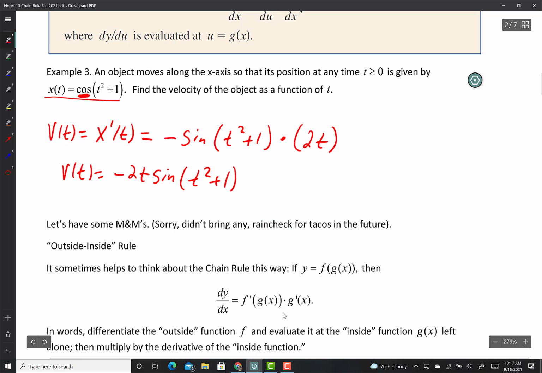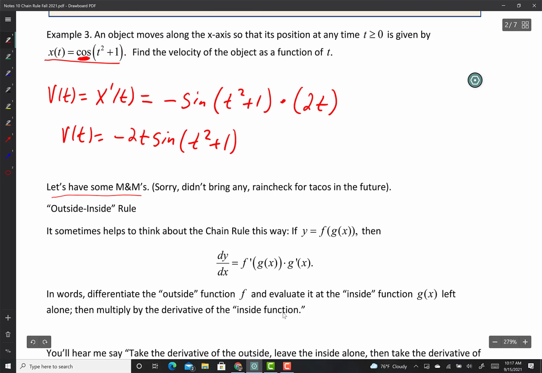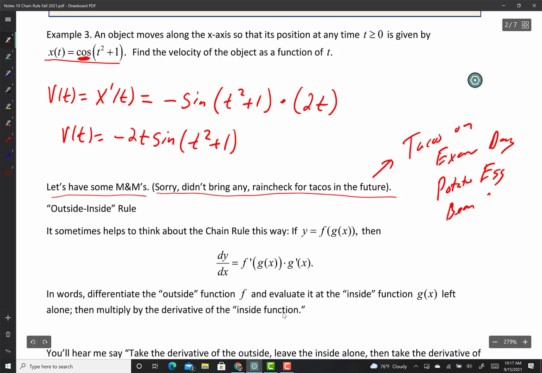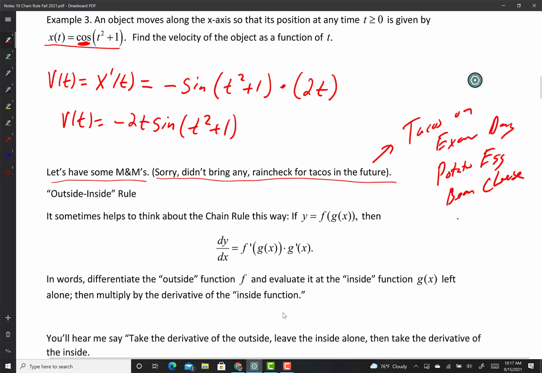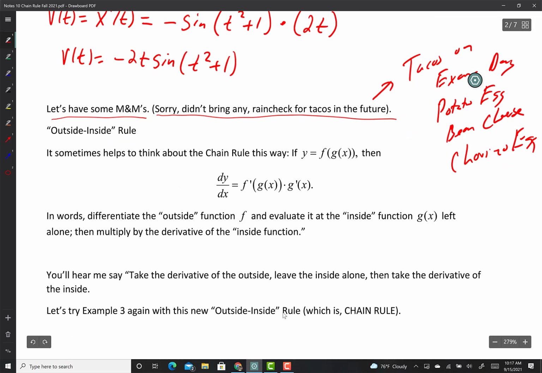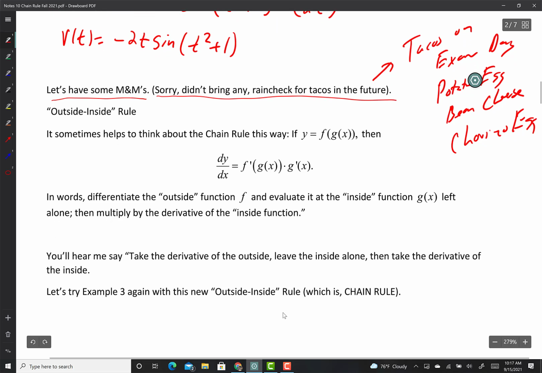Don't worry, we're going to do complicated ones. And here's me typing this morning. Let's have some M&M's. Sorry I didn't bring any. Rain check for tacos for the future. Put me down for tacos on exam day. Tacos on exam day. To make things easy, we're just going to do potato, egg, and bean and cheese. Are you guys okay with those two? All right. So there it is. Potato, egg, and bean and cheese. What, you want like chorizo egg? All right. You convinced me. Chorizo egg. Okay, no more. Just those three. All right. Here we go. You guys ready?